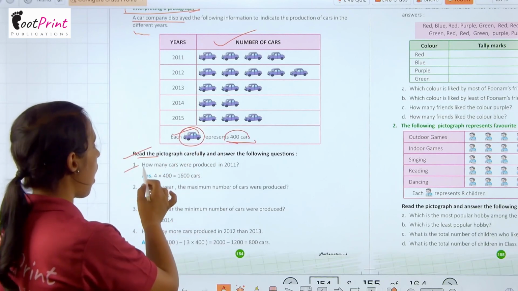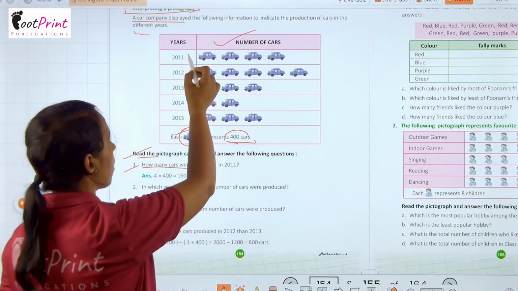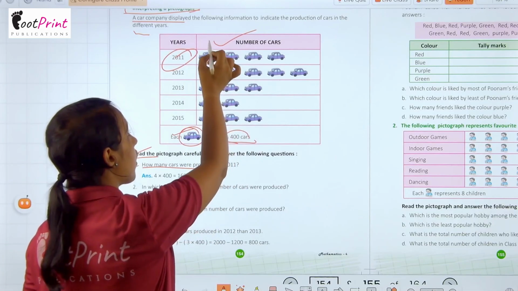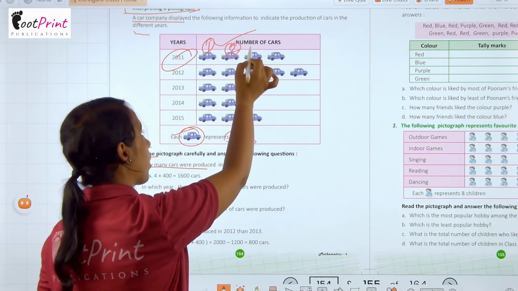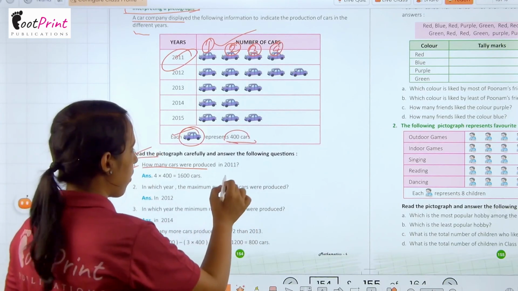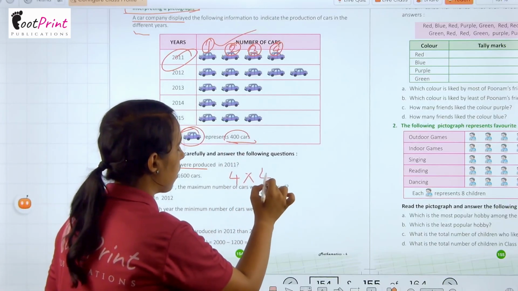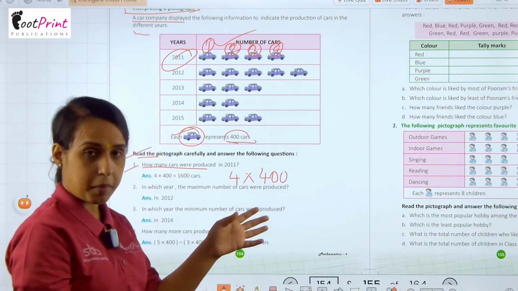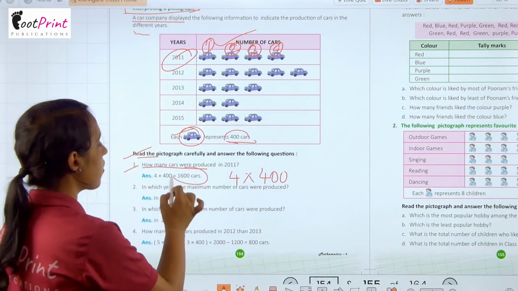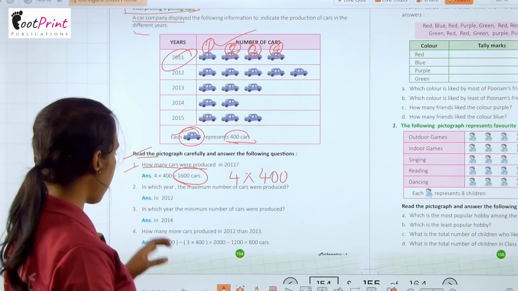The first question is: how many cars were produced in 2011? 2011 is here, and here we have four symbols, 1, 2, 3 and 4. As we know, one symbol shows 400 cars, so we will multiply by 400. So we get the answer, 1600 cars.